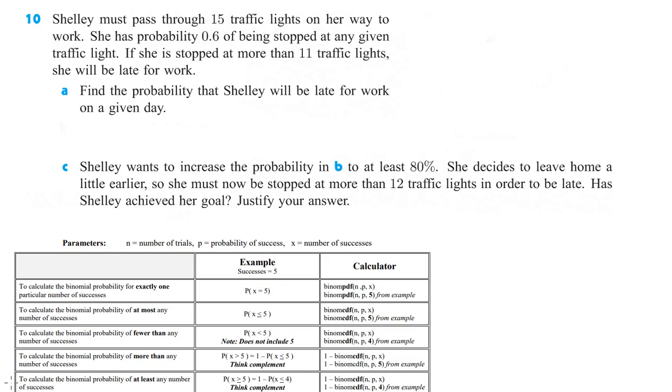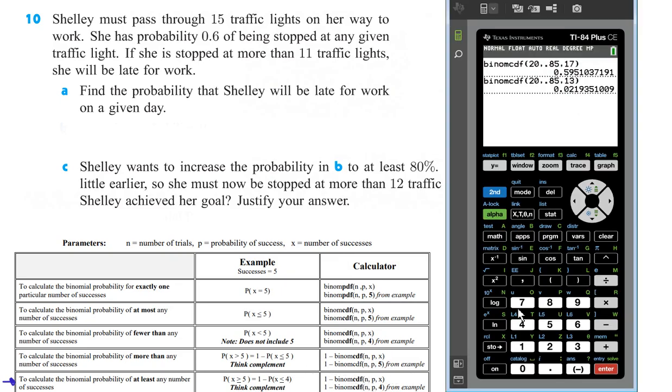What's the probability she's going to get stopped at least 11 lights here? It's going to be binomial CDF, second variables, which is our distribution. Go down to binomial CDF. The number of trials: there's 15 traffic lights, so 15 trials. The probability of getting stopped is 0.6. And we want to know when she gets stopped at 11 or more, so at least 11.